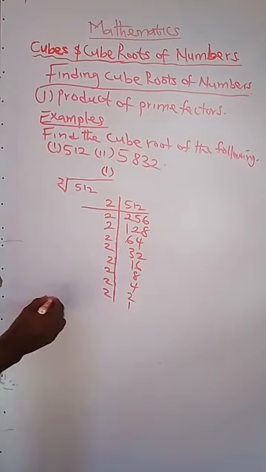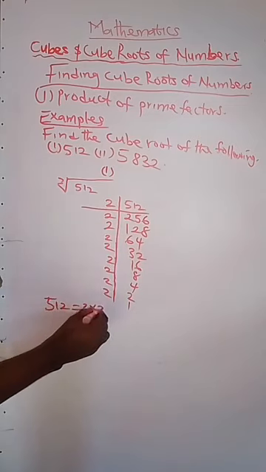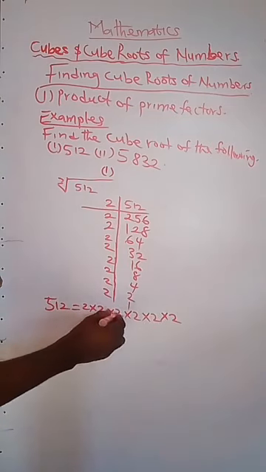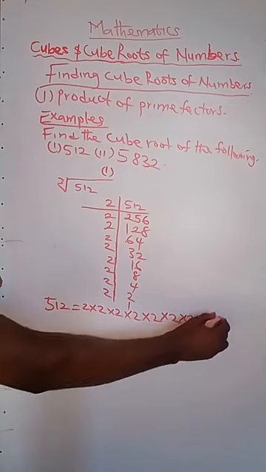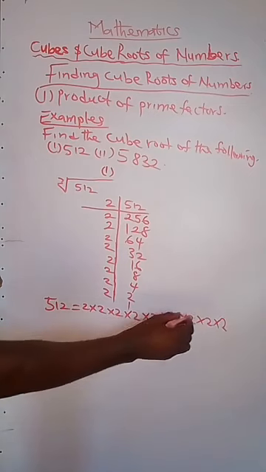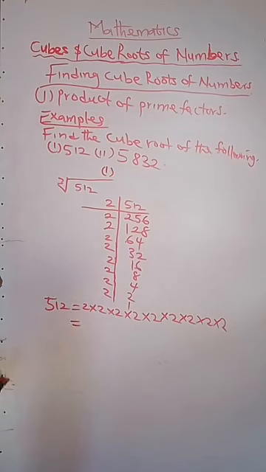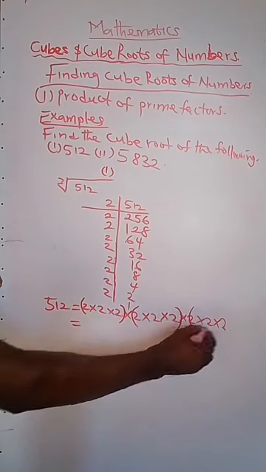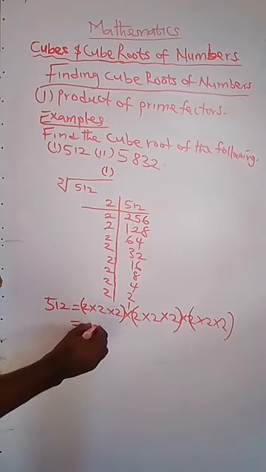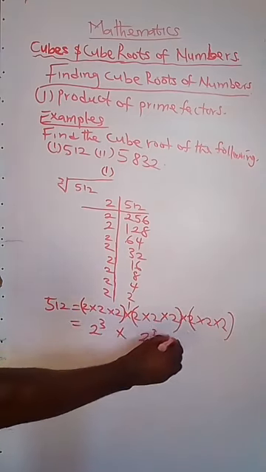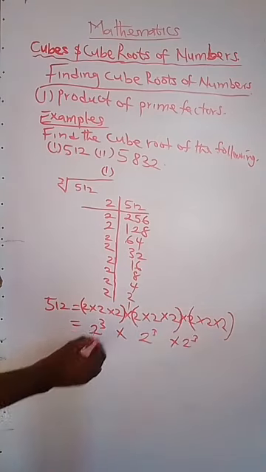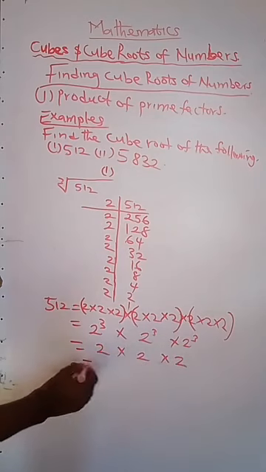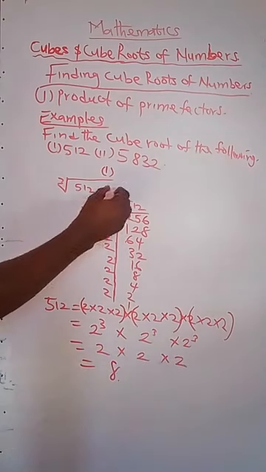So 512 is 2 times 2 times 2 times 2 times 2 times 2 times 2 times 2 times 2, nine 2s. Right? Since cube means power of 3, so let's separate them into threes like this. So this will be 2 raised to power 3 times 2 raised to power 3 times 2 raised to power 3. So you pick one from here, 2, pick one from here, 2, pick one from here, 2. 2 times 2, 4, 4 times 2, 8. Therefore, cube root of 512 is 8.